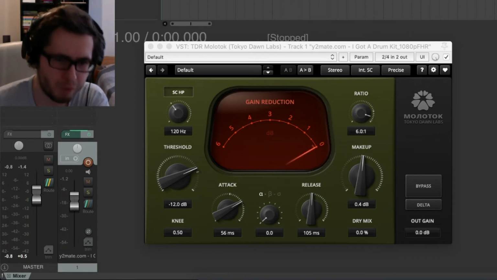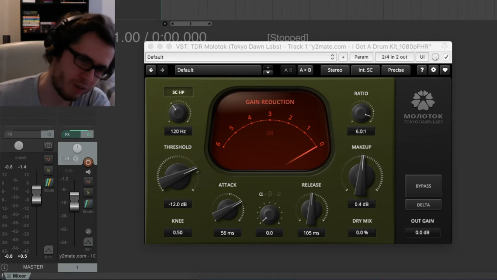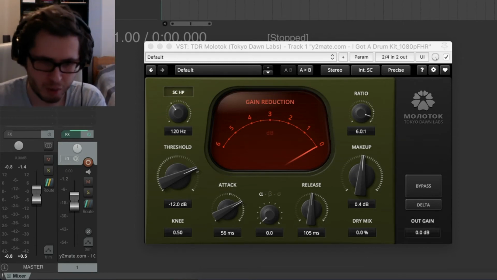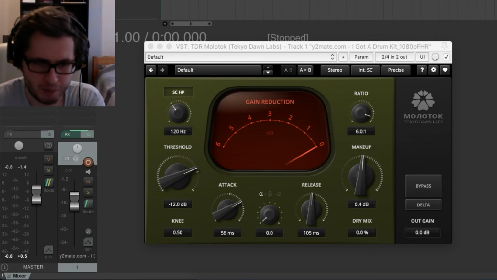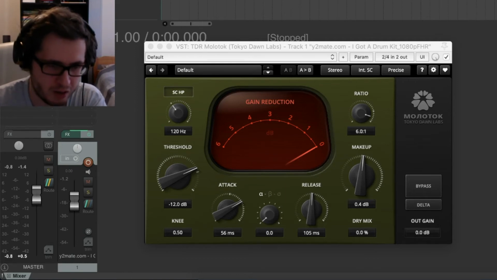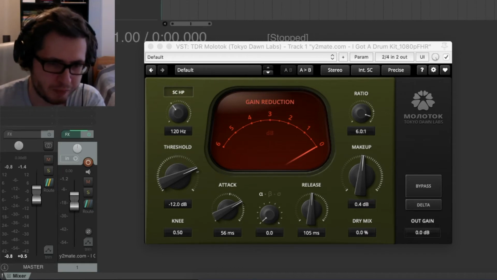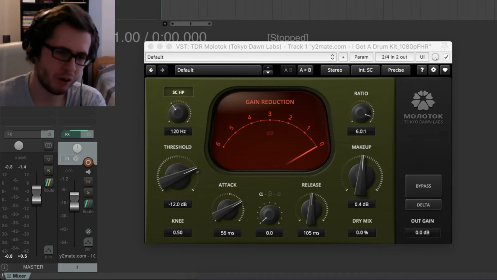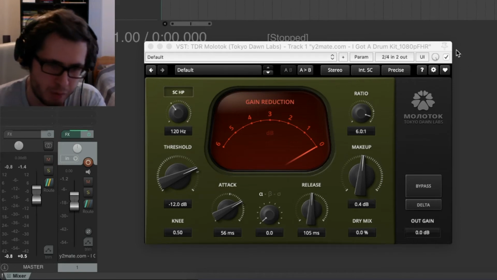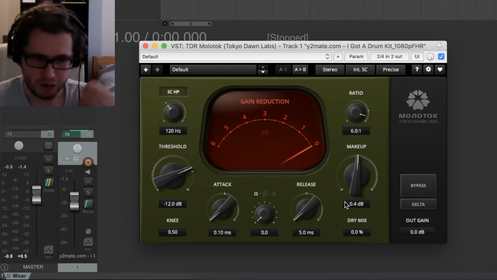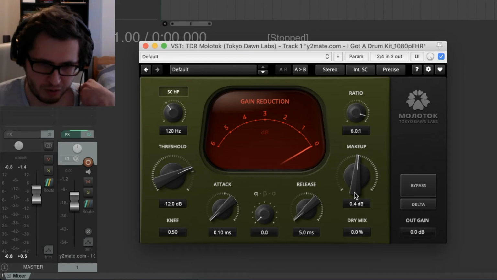Okay, so now with compression, you can see that I've compressed it quite a bit, 6 to 1. So for every 6 decibels it goes over minus 12 decibels on the threshold, I'm only going to hear 1, and I've set the attack to 56 milliseconds and the release at 105 milliseconds. So 2/3 of the compression will be occurring there. Some people might set their attack and release really quickly, and that can choke the sound.